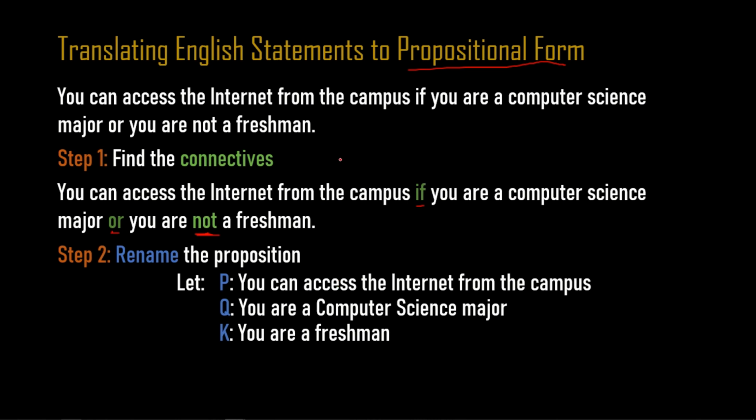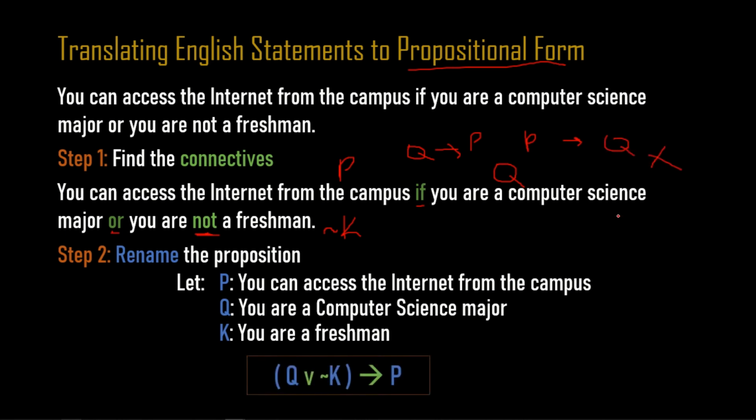So knowing that this is statement P, this is statement Q, and this is our statement K. However, our statement K is the opposite of the given statement, therefore we must negate K. And also, this part of the sentence is the if statement, therefore this part of the statement is the then statement. So the correct arrangement is if Q, then P, and not the other way around. That's wrong. So therefore, our final answer is if Q or not K, then P.